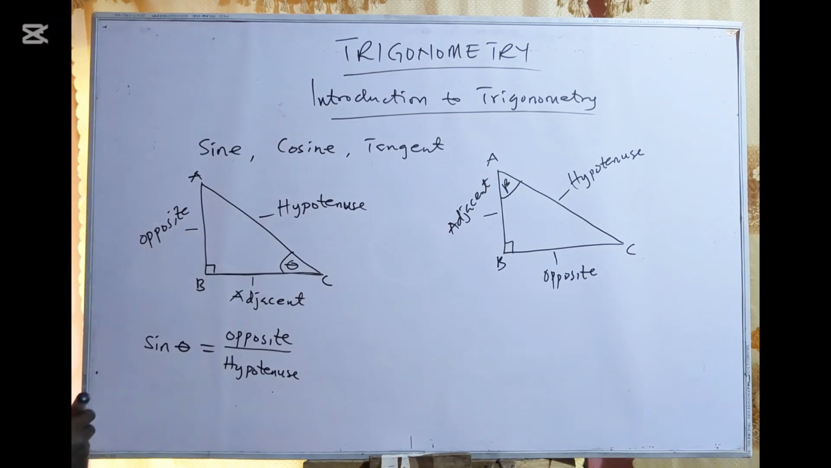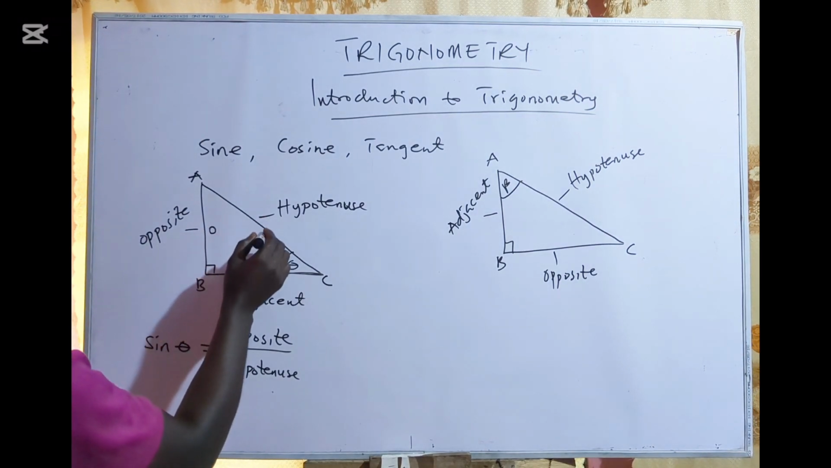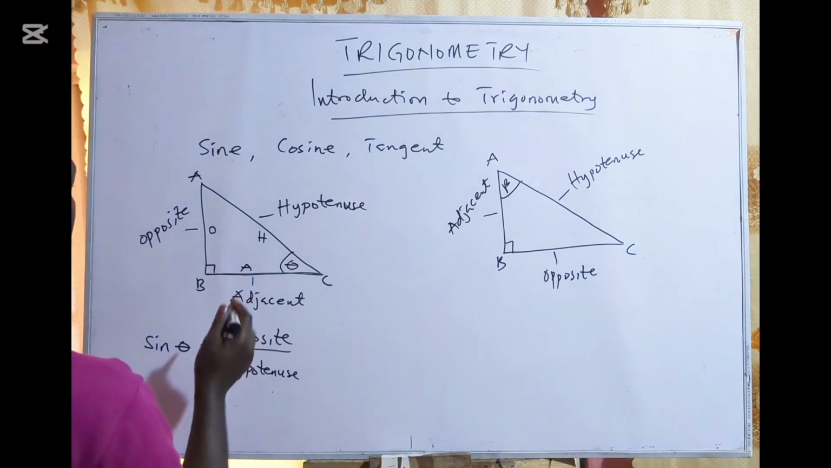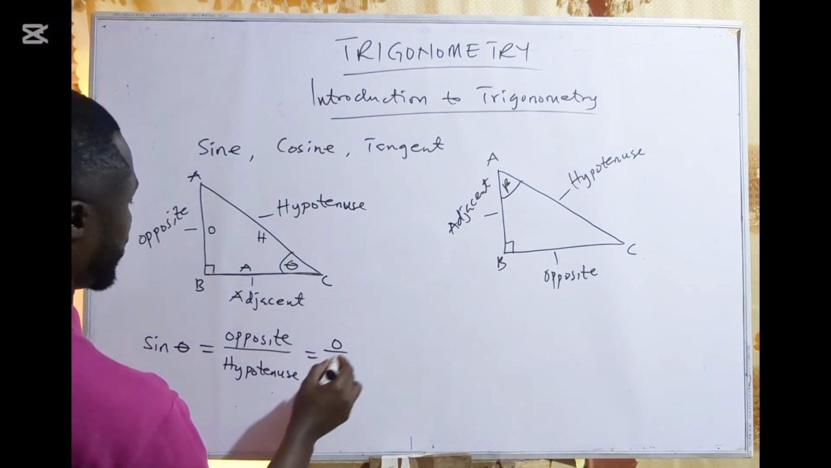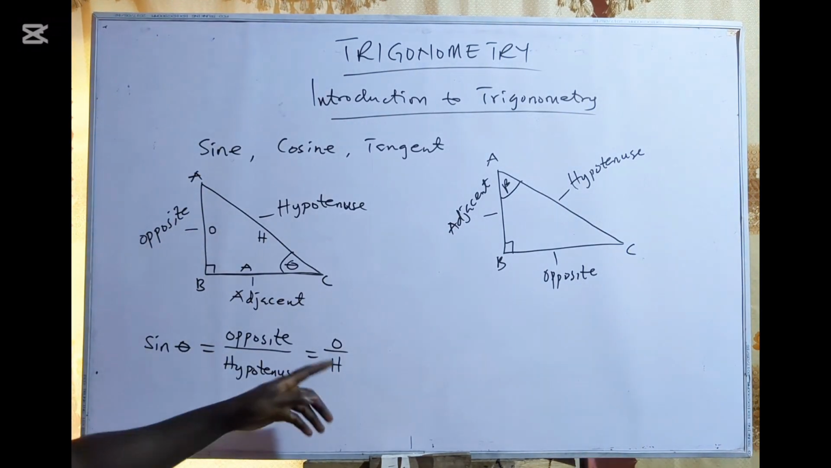So opposite over hypotenuse. Let me say my opposite is O, my hypotenuse is H, my adjacent is A. So that means that I have O over H. Opposite over hypotenuse.